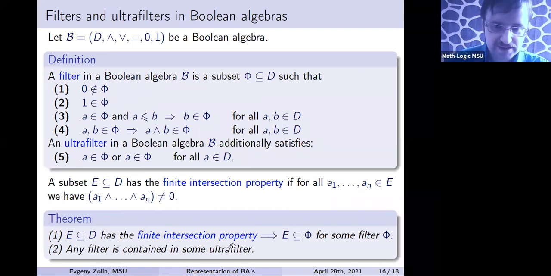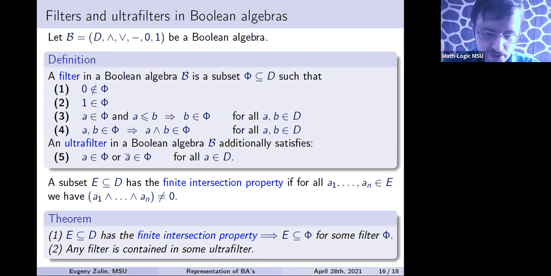But this statement, this proposition, is strictly weaker. It is not equivalent to the axiom of choice. So in every Boolean algebra, every filter is contained in some ultrafilter. This condition is strictly weaker than the axiom of choice.